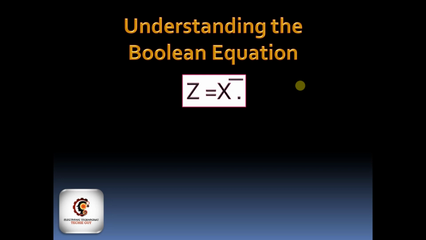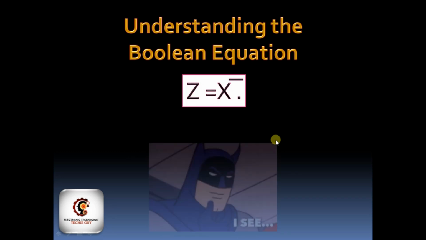And why so? The equation makes it more clear. Whenever we give an input as 1, the output will be 0, and whenever we give the input as 0, the output will be 1. That means you are inverting the input to get the output. This is the input, this is the output. You are inverting the input to get the output. Pretty much simple, isn't it?